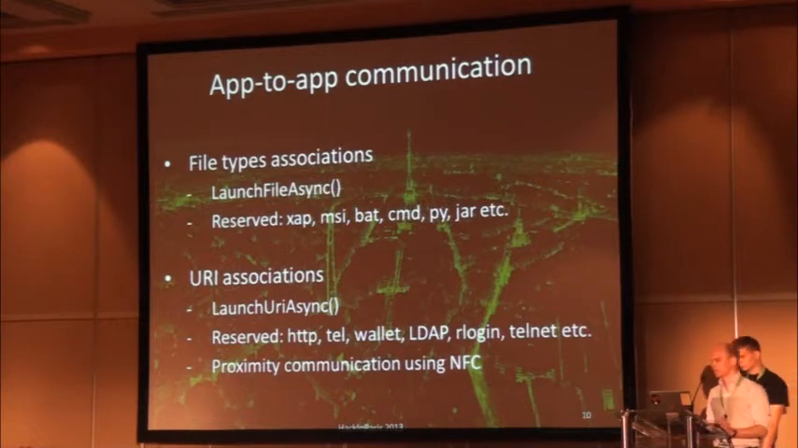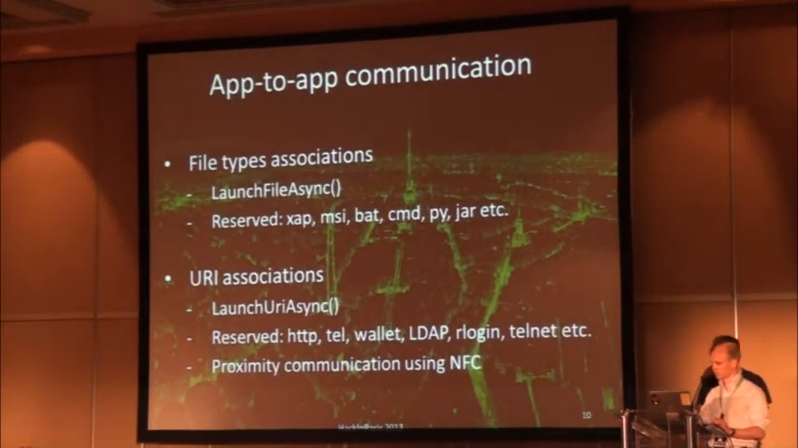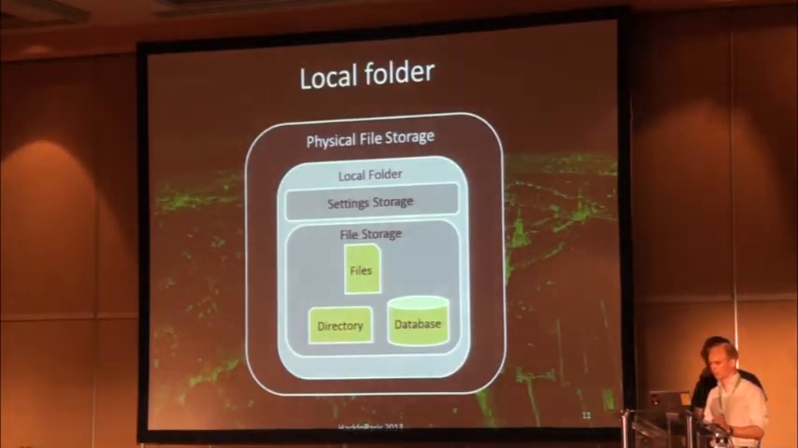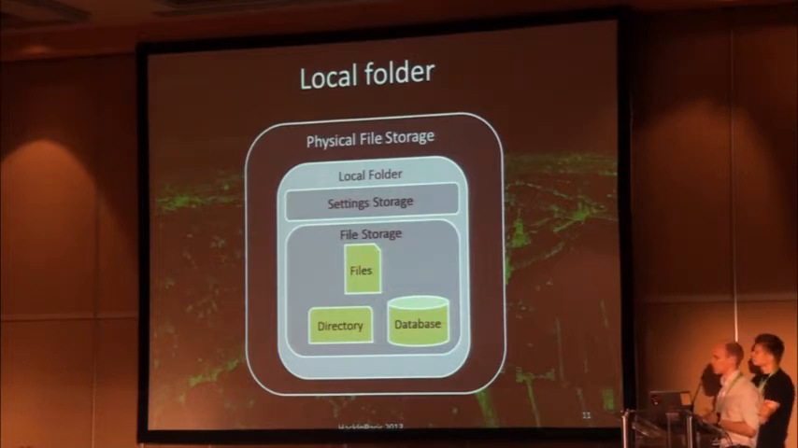This communication is handled by the operating system, so applications don't know anything about each other. What is more, when an application handles files, it can't access the original file, it can only copy it to the local folder. The local folder is the place where an application stores its data. It's the same as in iOS or Android. It was previously known as isolated storage, but in this version of the operating system, Microsoft renamed it to local folder.